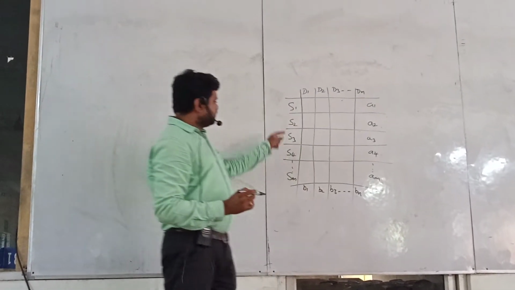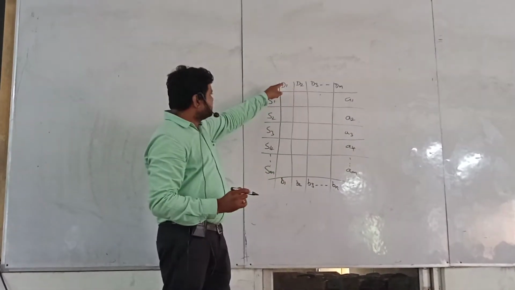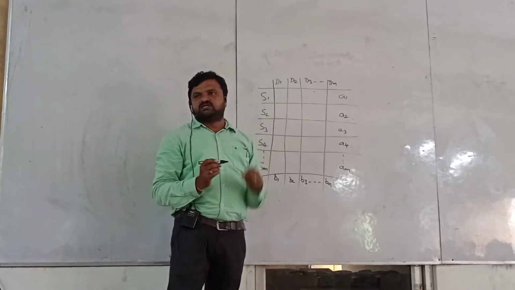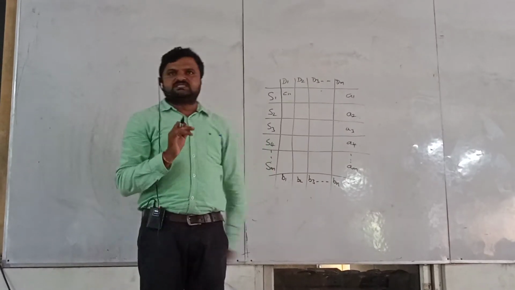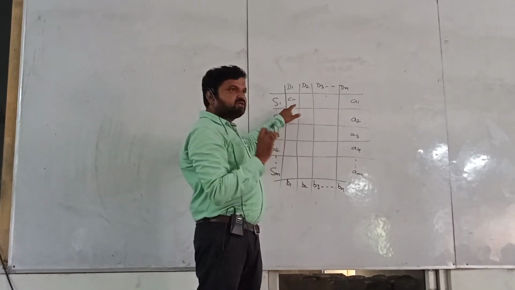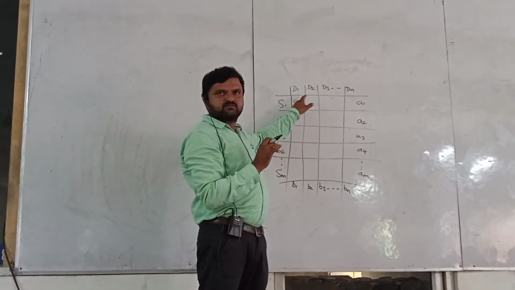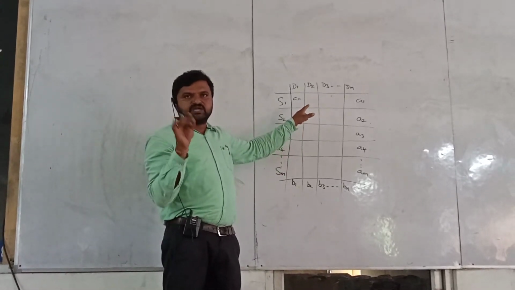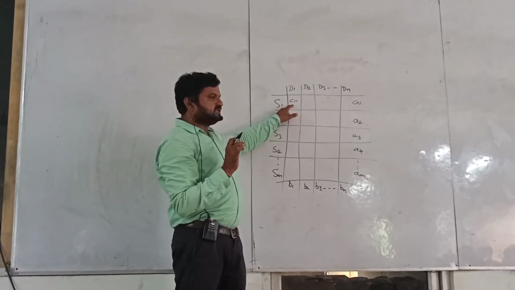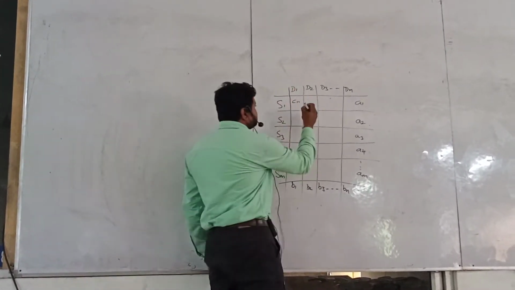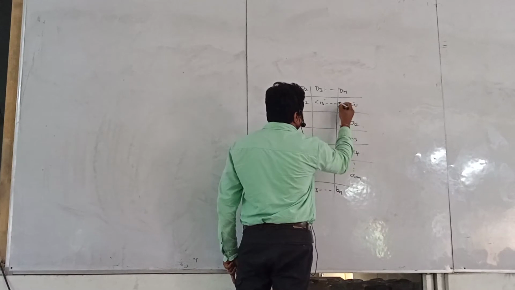Now we have to supply the goods from these service centers A1, A2, A3, and so on, to the demand centers D1, D2, D3. C11 is the transportation cost to transport one unit from service center S1 to demand center D1. C11 denotes the cost per unit to transport one good from S1 to D1. Similarly, C12 is the cost, C13, and so on, C1n.